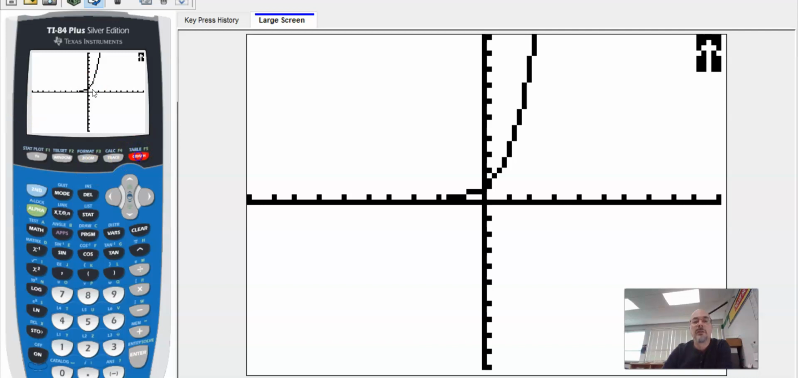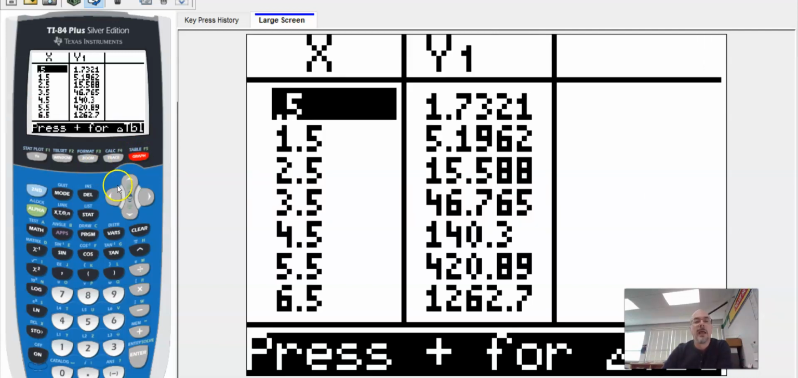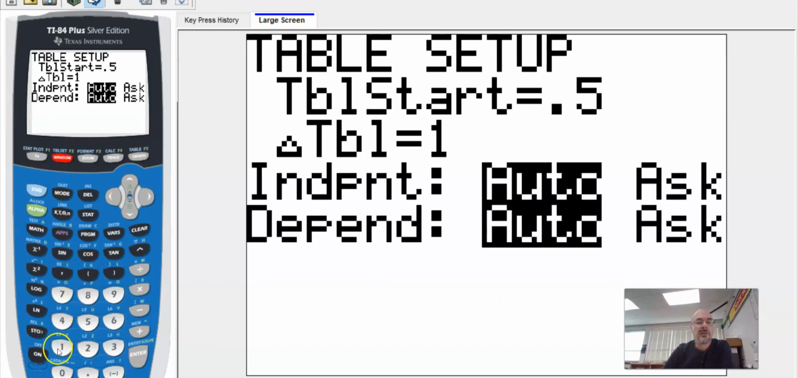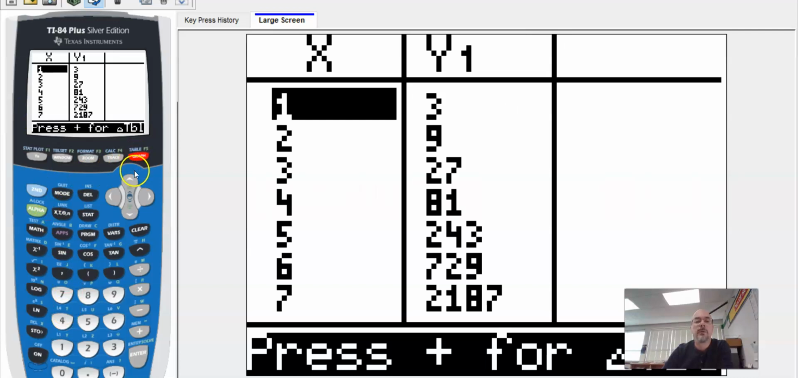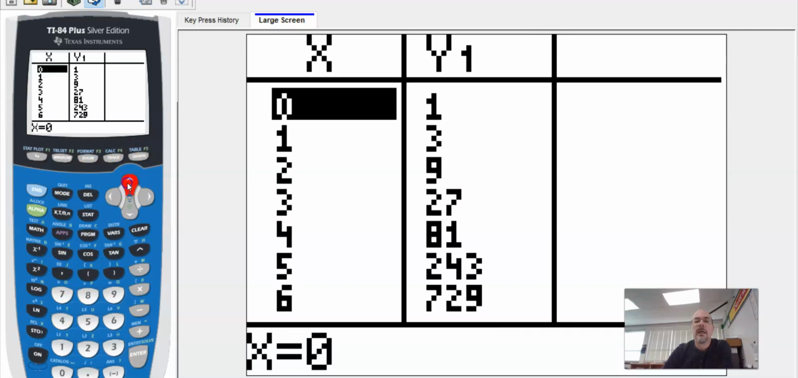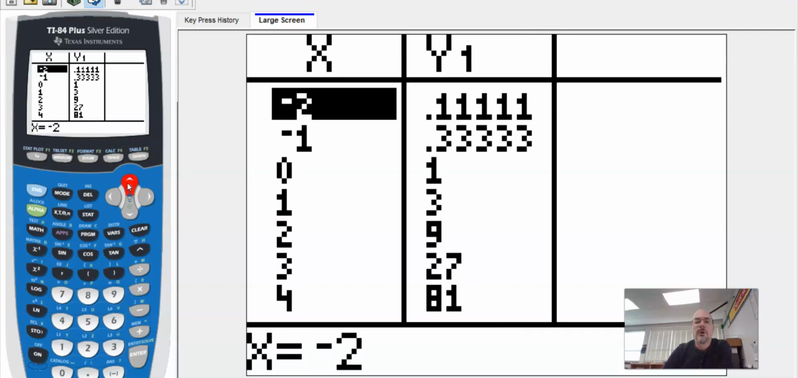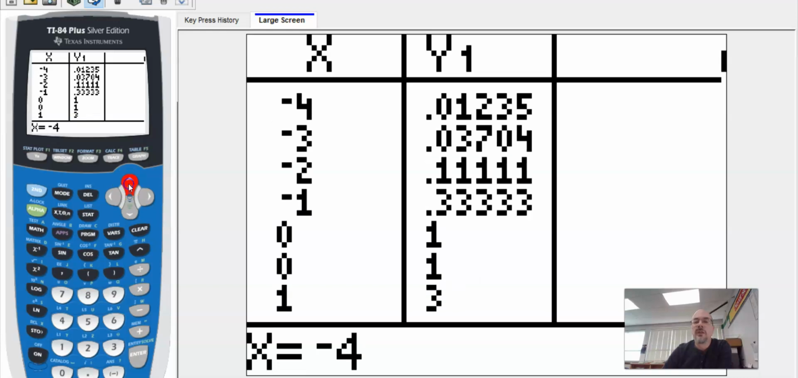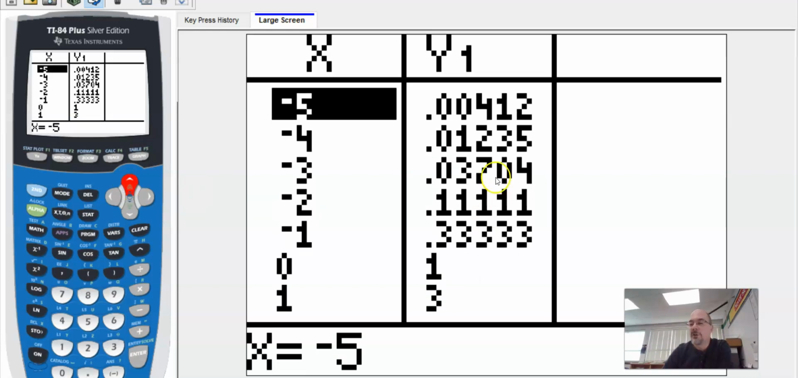So I'm going to go to the table, and I need to fix my table here really quick. Don't worry about what I'm doing there. All right, here we are. You will notice if I scroll to the negatives, the y values keep getting smaller and smaller and smaller.